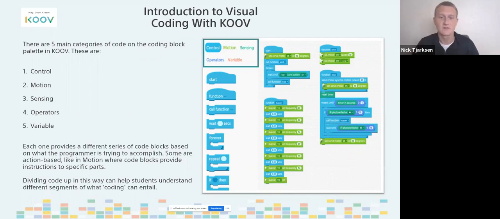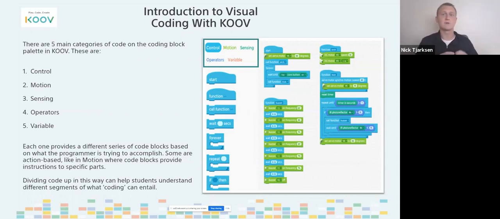So first, there are 5 main categories of code in the KOOV coding block. Those are control, motion, sensing, operators, and variable. And in any block-based code editor that you have, they are going to break out the code in different ways. It won't always be like these specific 5, but it'll be based on what task you're trying to complete. So each one of these categories provides different code blocks based on what the programmer is trying to accomplish.